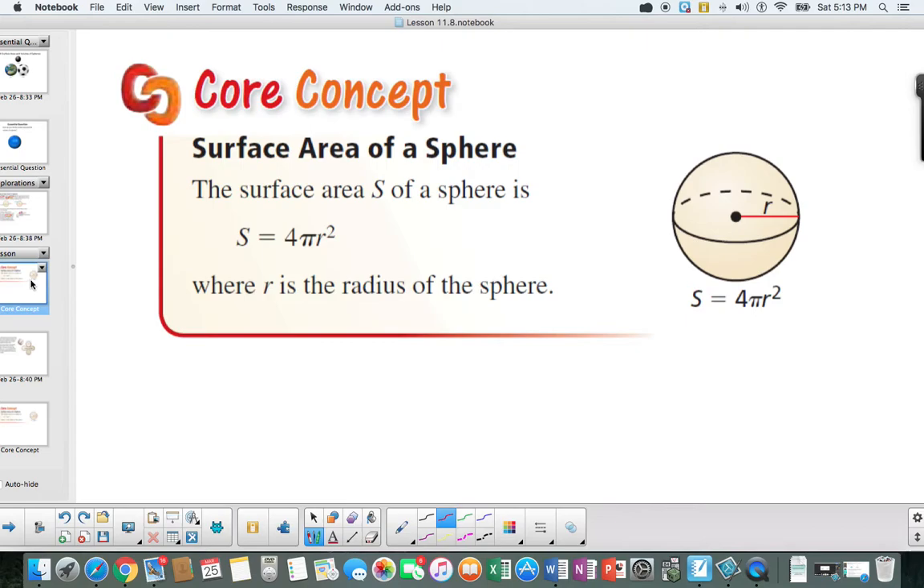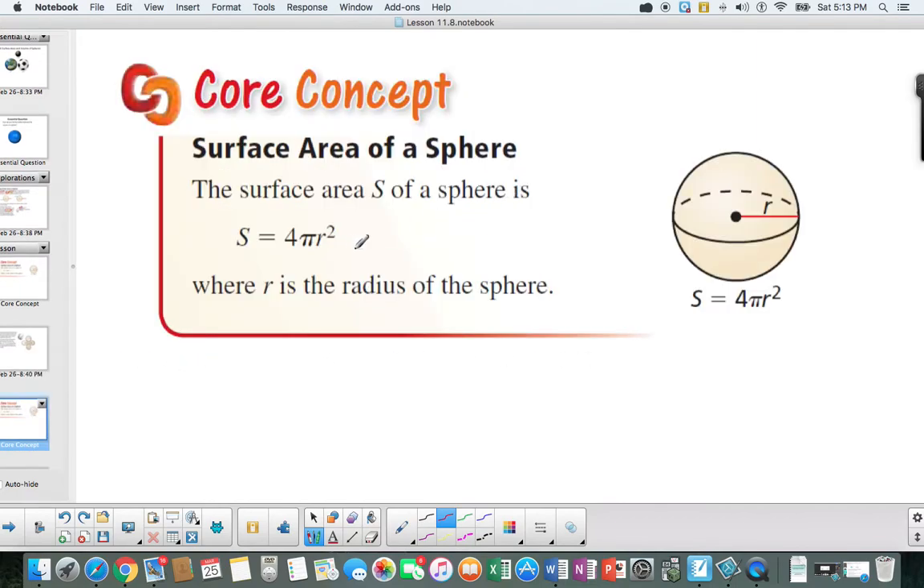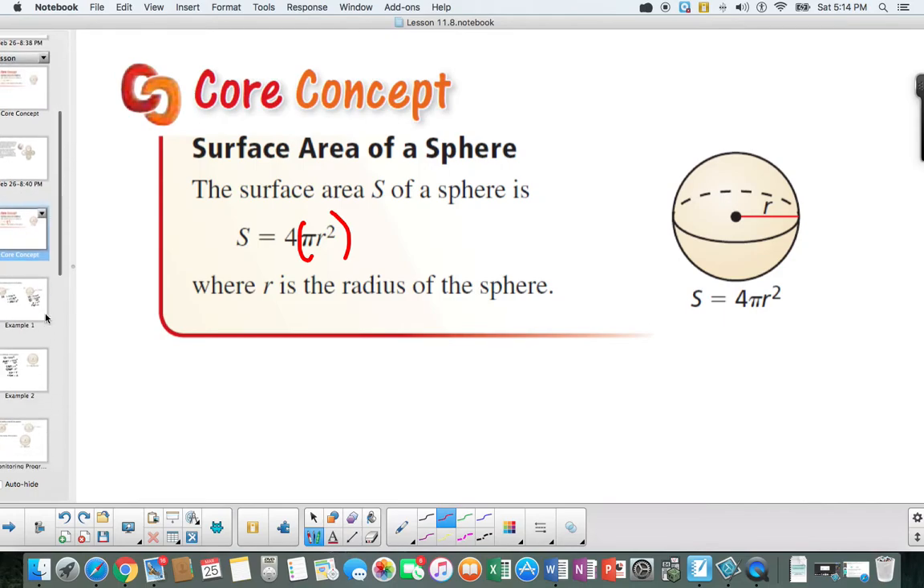The surface area of a sphere is S equals 4 pi r squared. Let me give you a model that'll help you remember this. Think of the cover for a baseball. If you were to pull it apart, the area would be about 4 circles. And that's again what the formula is saying: the surface area is 4 times pi r squared, 4 circles, using the radius of the sphere.